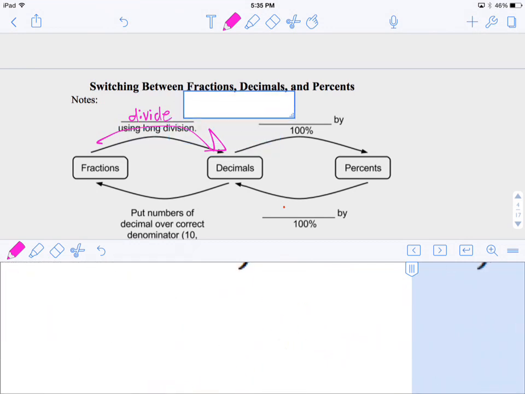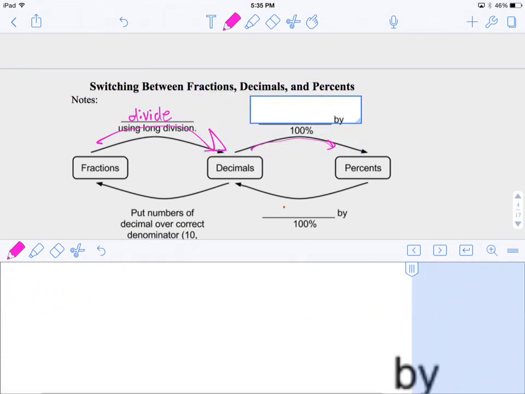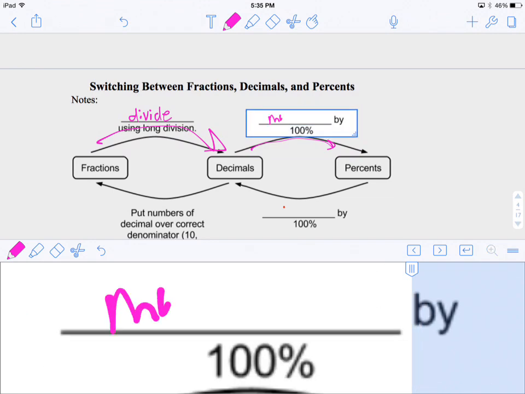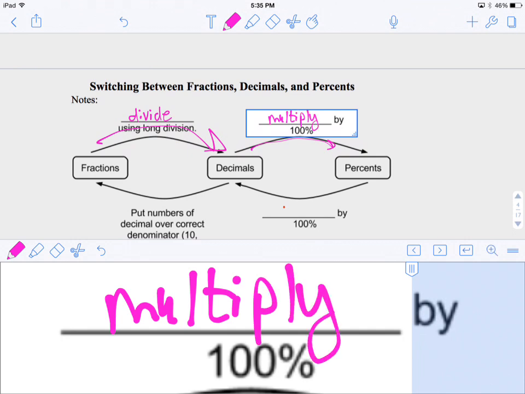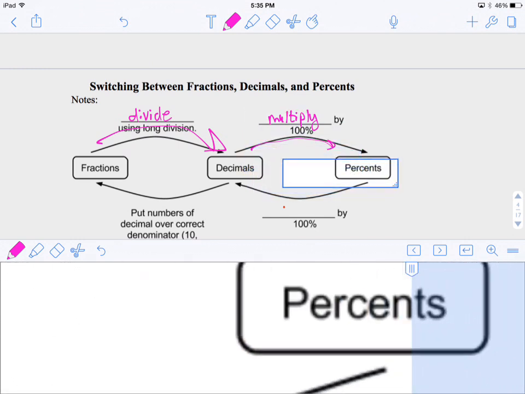To go from a decimal to a percent, you're going to multiply by 100%. In middle school, you probably were just told to move the decimal place twice. Well, this is essentially the same thing, but it's the proper terminology.